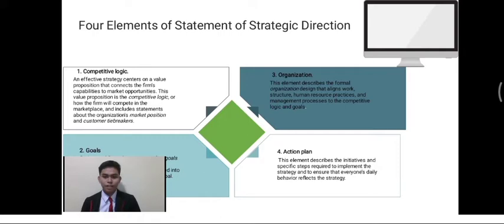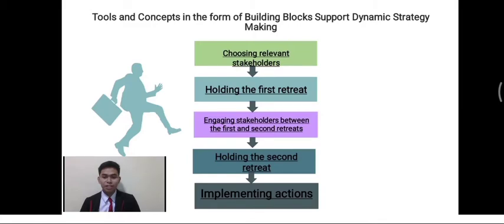So we have tools and concepts in the form of building blocks that support dynamic strategy making. First, choosing relevant stakeholders. The dynamic strategy making process is kicked off by identifying and recruiting the relevant stakeholders. Getting the right stakeholders involved from the start ensures that the strategy system is a more realistic formulation of the strategy and has the commitment necessary to support its implementation.